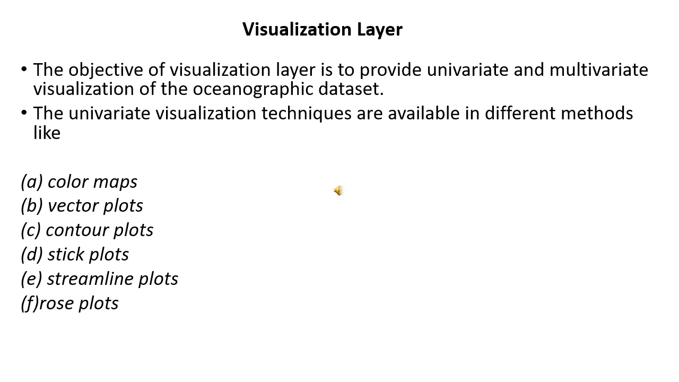The next layer in the architecture is the visualization layer, whose objective is to provide univariate and multivariate visualization of the ocean parameters. The univariate visualization techniques are available in different methods like color maps, vector plots, contour plots, stick plots, streamline plots and rose plots.